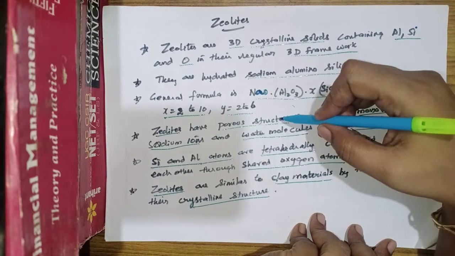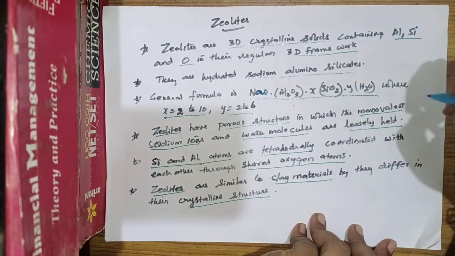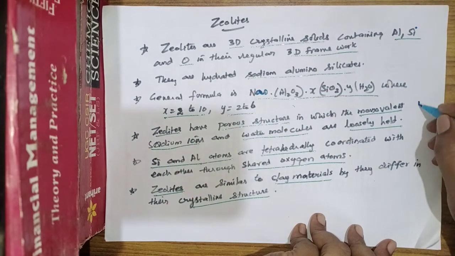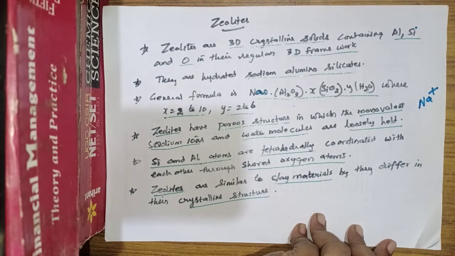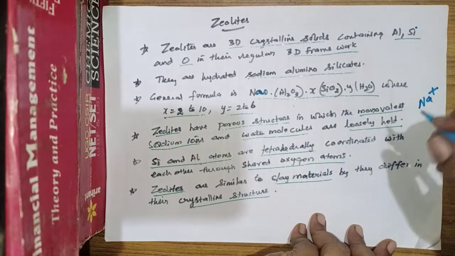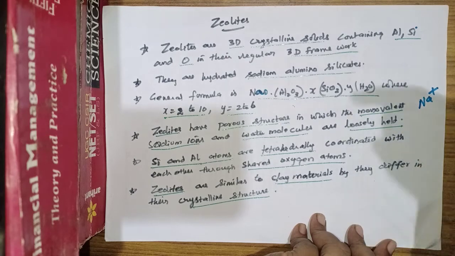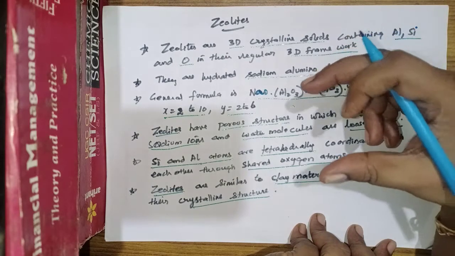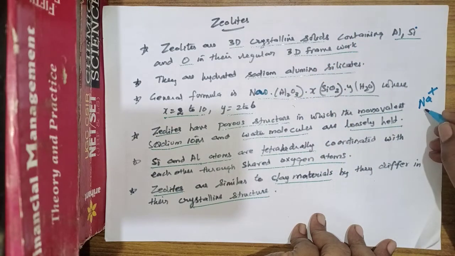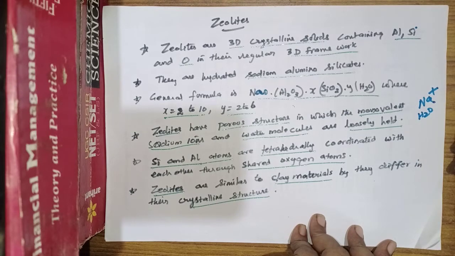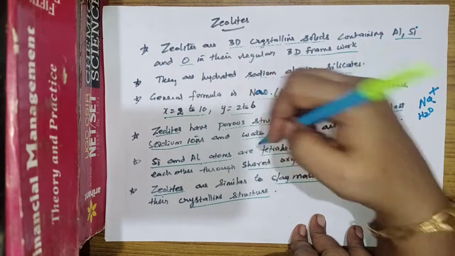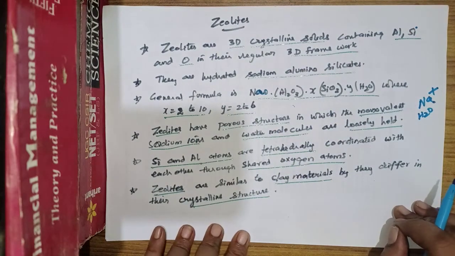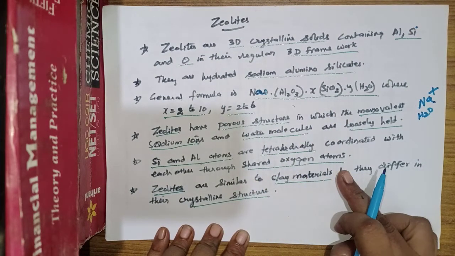Zeolites have a porous structure, in which monovalent sodium ions, that is Na+, and water molecules are loosely bound. So zeolite is a porous structure. Silicon and aluminum atoms are tetrahedrally coordinated with each other through shared oxygen atoms.